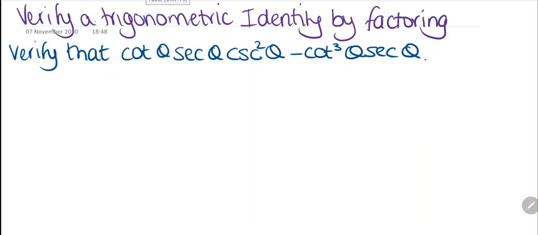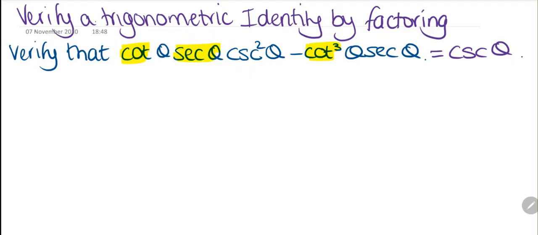Okay, so verify a trigonometric identity by factoring. So this time we're asked to verify cotangent theta secant theta cosecant squared theta minus cotangent cubed theta secant theta is equal to cosecant theta. So if we have a look, we can see that we have cotangents in common, and we also have secants.